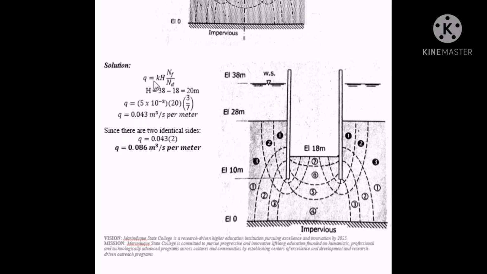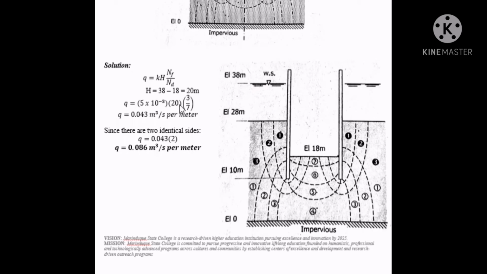there is only one K, or coefficient of permeability, and we're going to use Q equals K H Nf over Nd. If we're going to determine H, it's the difference between the water levels. So this is elevated at 38 meters, and the elevation here is 18 meters. This is the second water level. So 38 minus 18 is 20 meters. That is H. K is already given. That is 5 times 10 raised to negative 3 times 20.